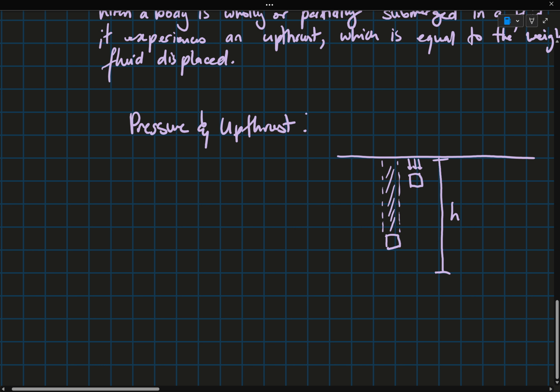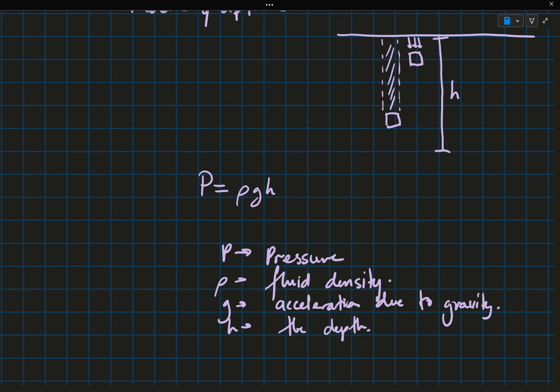When an object is immersed in a fluid, the bottom of the object is at a greater depth than the top of the object, which makes sense. The difference in this depth causes a pressure differential, so it causes a difference in pressures. And it can be related to the entire upthrust force that we're talking about. So what I'm going to do is derive the equation for upthrust.